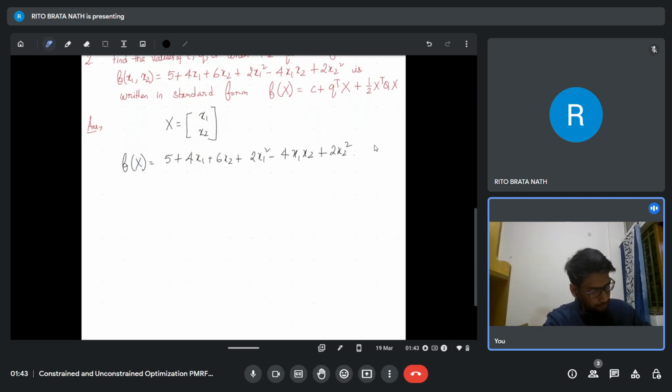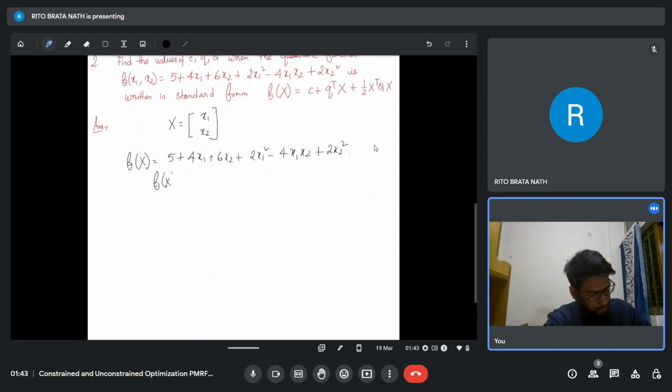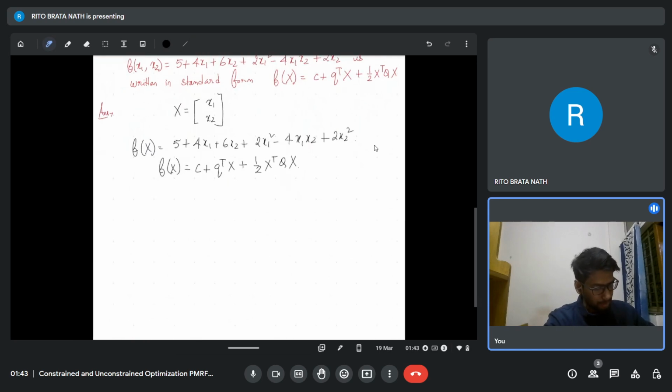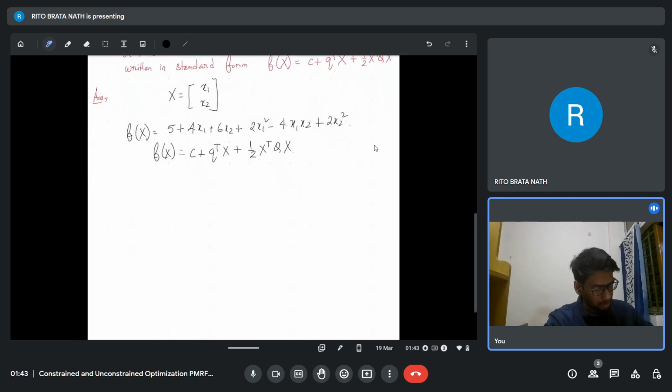Also, it is given that f of capital X is C plus small q transpose X plus half of capital X transpose Q of capital X. Now, what you can do here is that the expression of capital X is known. Small q is nothing but Q1, Q2. C is a constant and the capital Q is composed of 4 terms, so you can assume it like this.